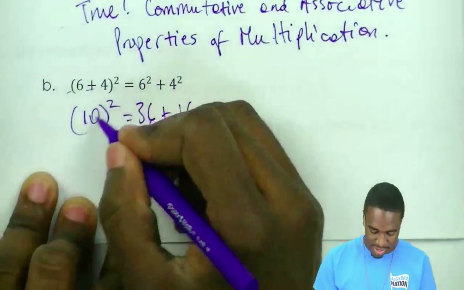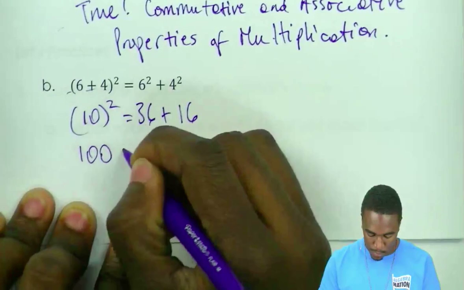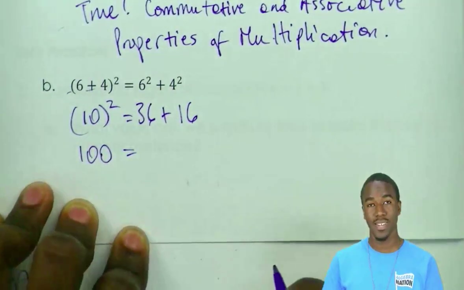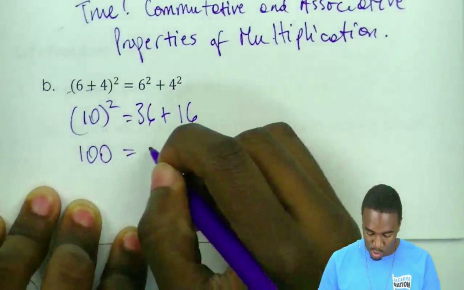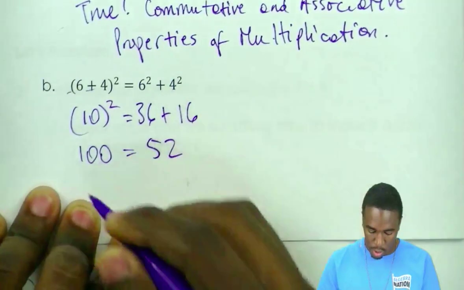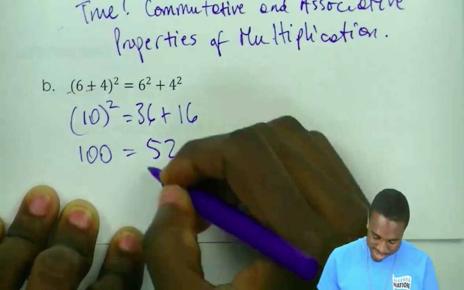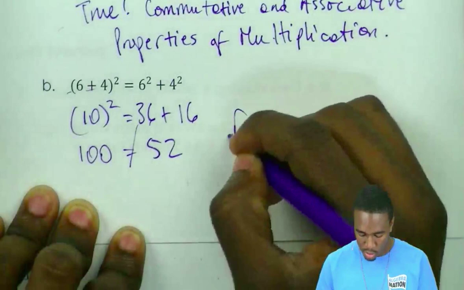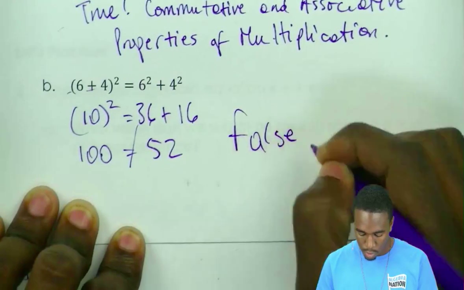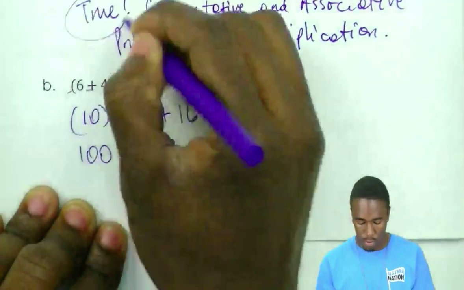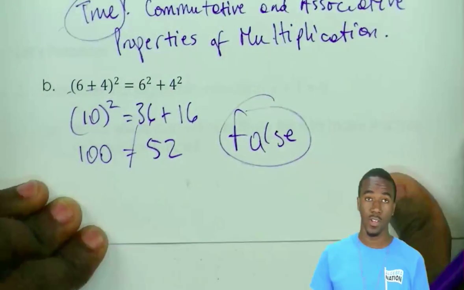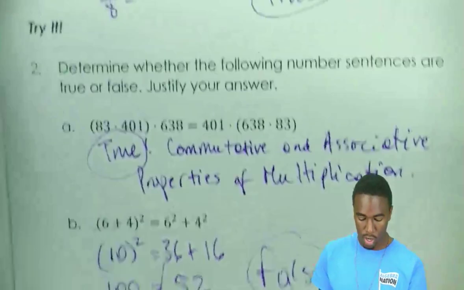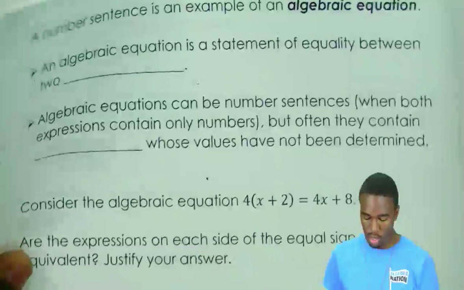Now, 10 squared is going to be 100. 36 plus 16 is equal to what? That's not equal to 100. It's equal to 52. Are these two equal? They are not. So this one is going to be false. Okay? So that one is true. This one is false. All right? Good job, guys, trying this one on your own. You guys knocked it out of the park.